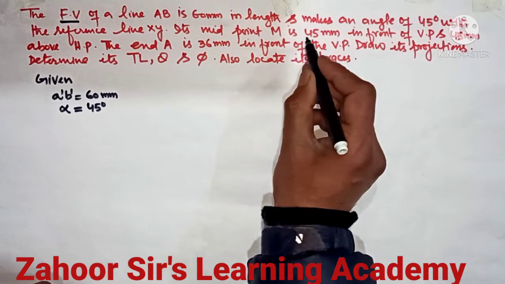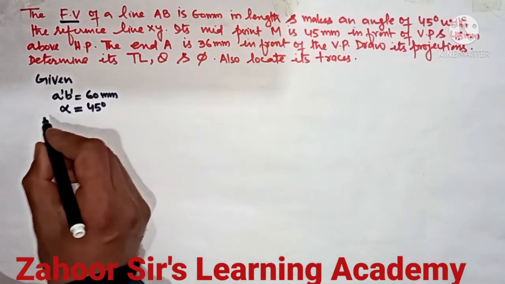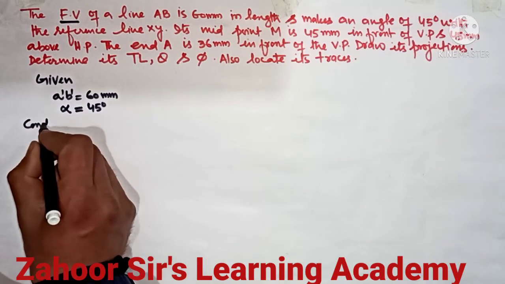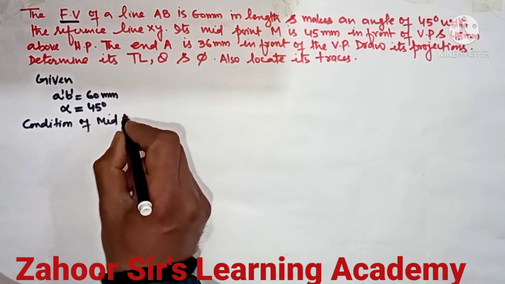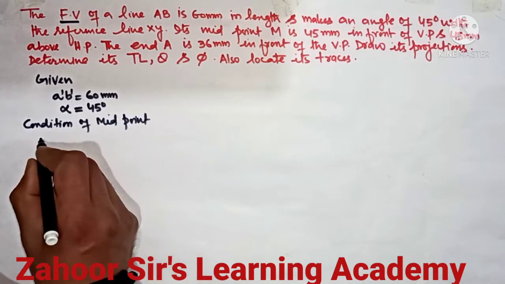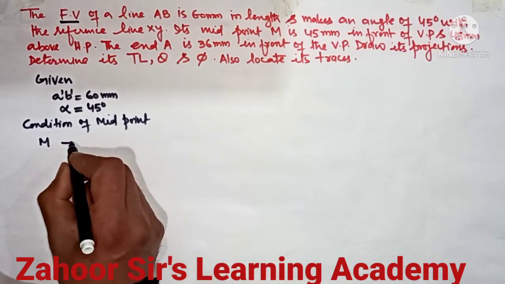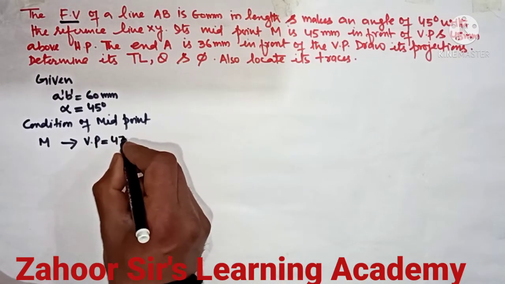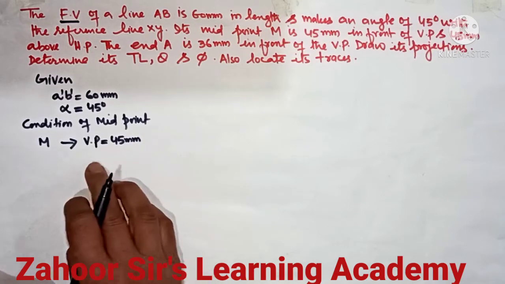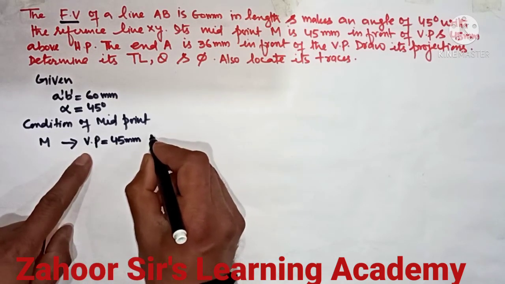Its midpoint M is 45 mm in front of VP. So the condition is given here, the condition of midpoint. So that midpoint M is in front of VP, 45 mm in front. So something which is in front of VP, if you know the basics of drawing, is visible on HP.